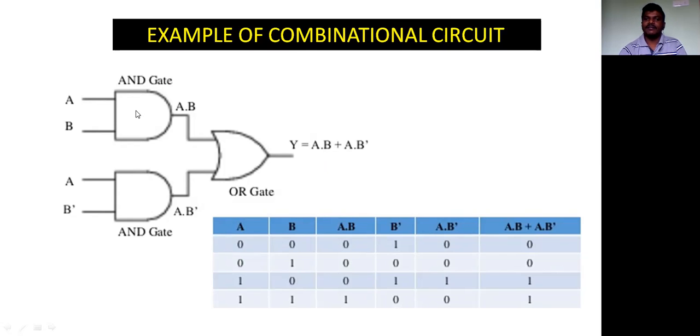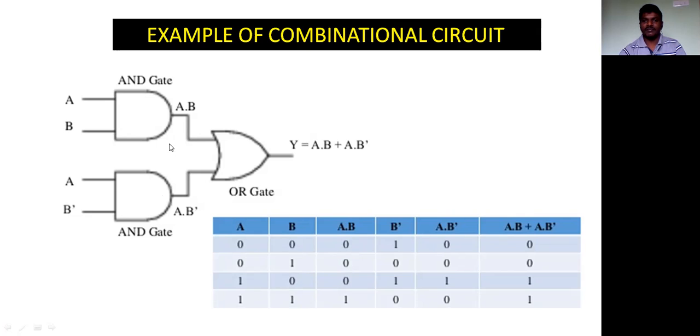So this AND gate will perform the AND operation between A and B. The second AND gate is performing the AND operation between A and B dash. So the output of these two AND gates is given as input to the OR gate, and the OR gate will be calculating the final output, that is Y is equal to AB plus AB bar. Now you can see at the truth table, so A, B are the inputs. Two inputs are there, so we will get four combinations 0, 0, 0, 1, 1, 0, 1.